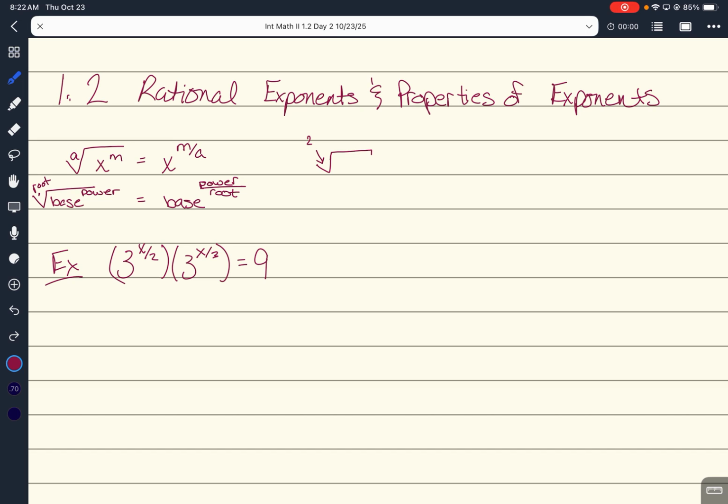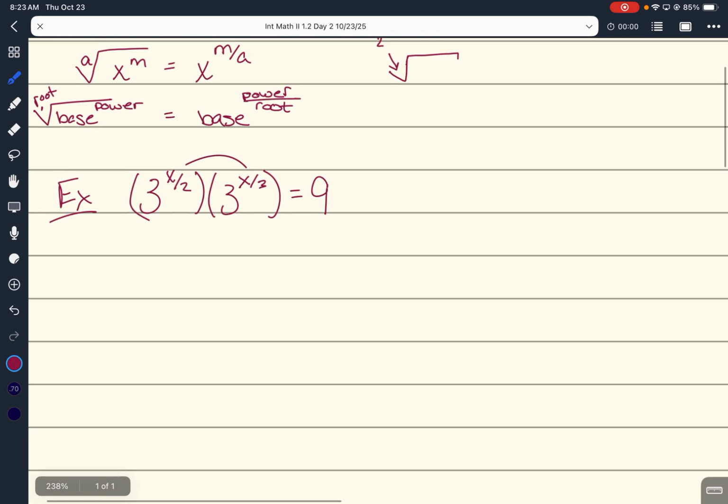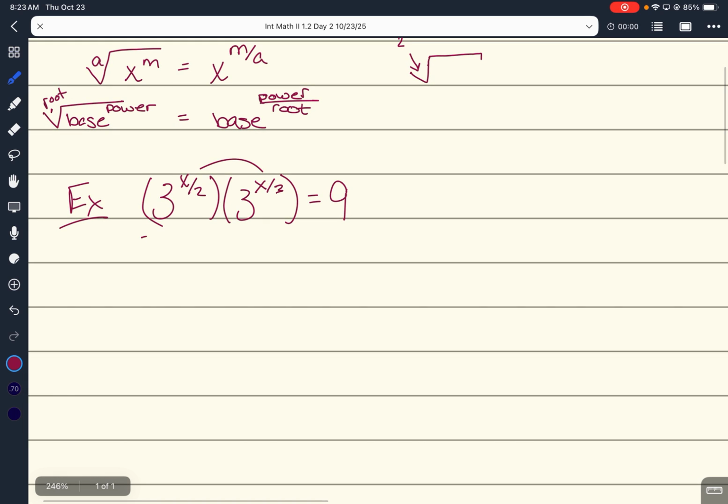So remember we talked about our exponent rules the other day? When I multiply, what do I do to my exponents? Combine. I combine them how? Your choices were addition, subtraction, or multiplication? Addition, because when we do the product, we add. So we're going to have 3 to the x over 2 plus x over 3 equals 9. Is that x over 2? X over 2.